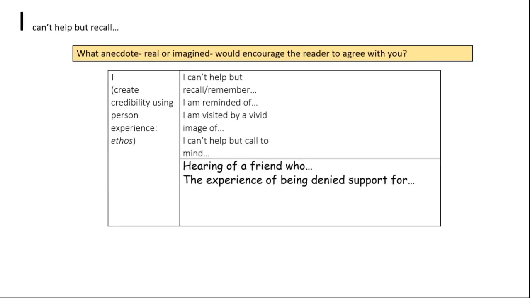The third I stands for I can't help but remember a time when. So you make up an anecdote to support your persuasive argument. Anecdote is a short story. It can be real or imagined. For example, I can't help but recall a time when my friend became very anxious and depressed and she wouldn't come out of her house because she had kept comparing herself to filtered role models on social media.